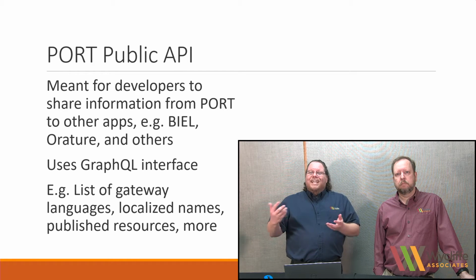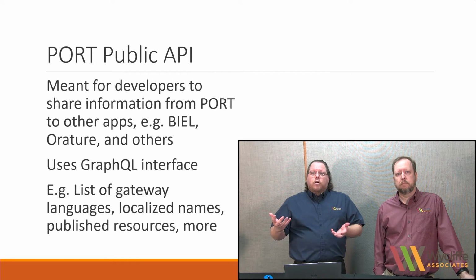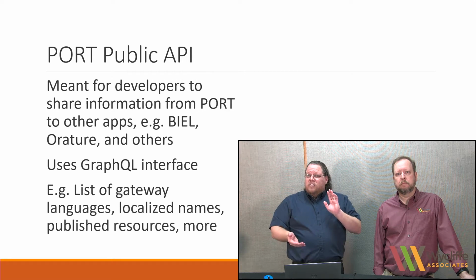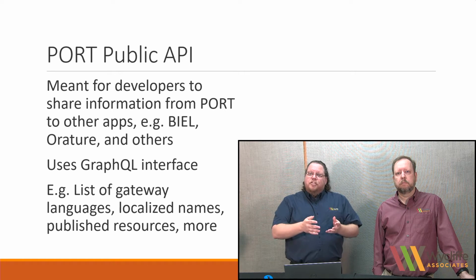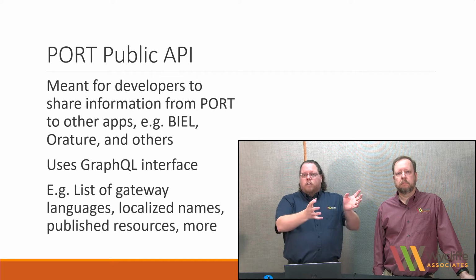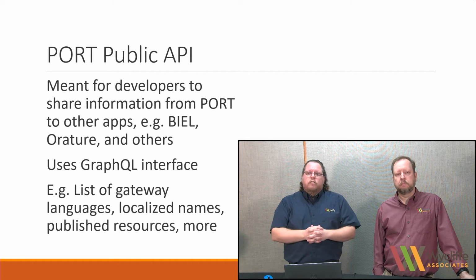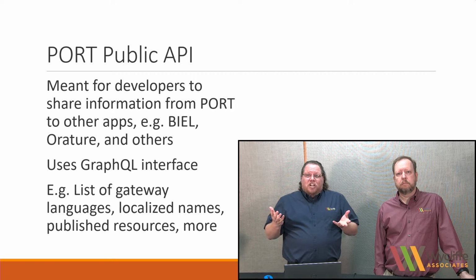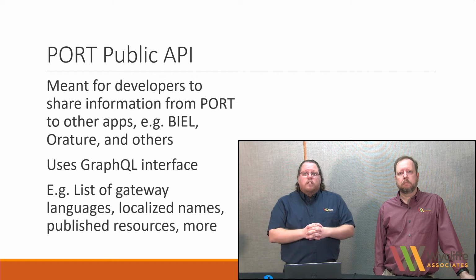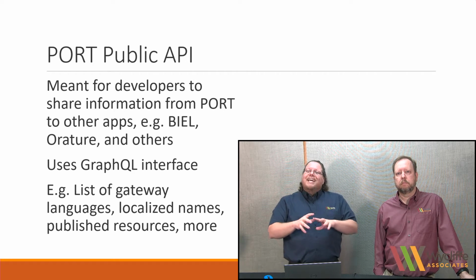Well, where does it get that list of gateway languages? Right now, we just kind of compile the list, we look in Port, get the list, and we put it in the program. And if that list changes, then we have to do that again. We have to go back to Port and go find it, and then update the program with the new list of gateway languages. The list of gateway languages doesn't change a lot, but it does change sometimes. Some languages get added, languages get removed. And that's just one example.